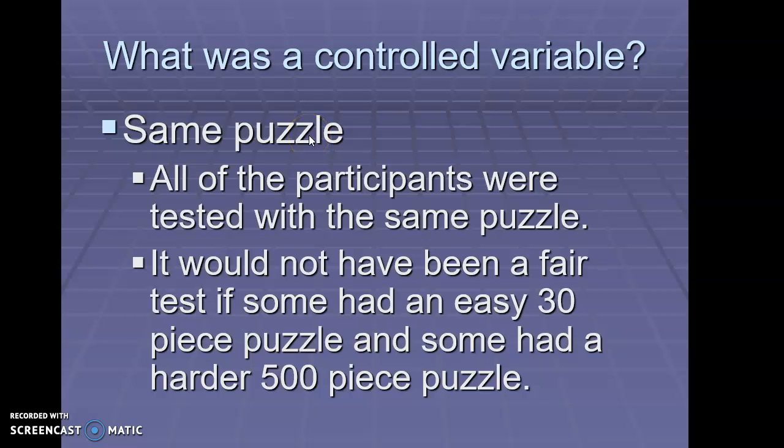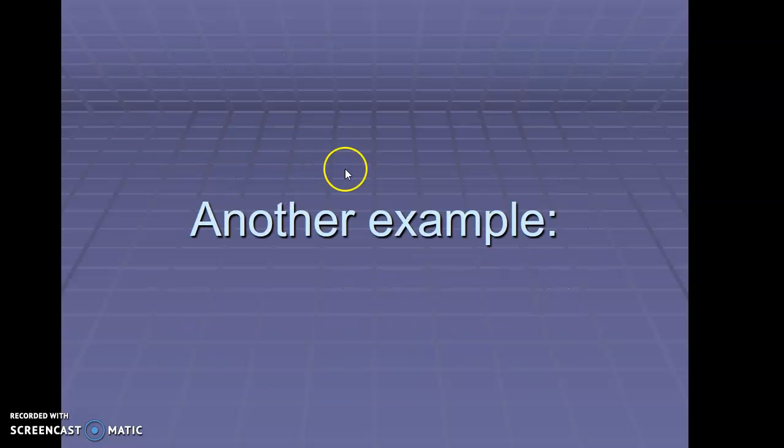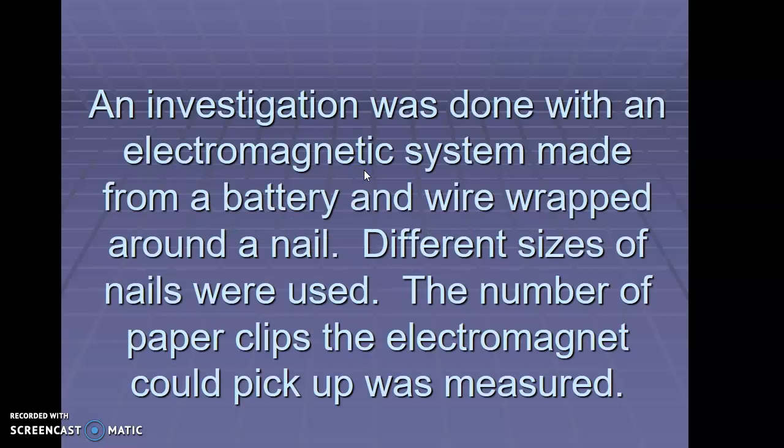puzzle. So all the participants were given and tested with the same puzzle. It wouldn't have been fair if some had an easy 30-piece puzzle and some had a 500-piece puzzle. Okay? So same puzzle. Here's another example. An investigation was done with an electromagnetic system made from a battery and a wire wrapped around a nail. Different sizes of nails were used, and the number of paper clips that the electromagnet could pick up was measured. You probably did this experiment in one of your earlier classes in elementary school.